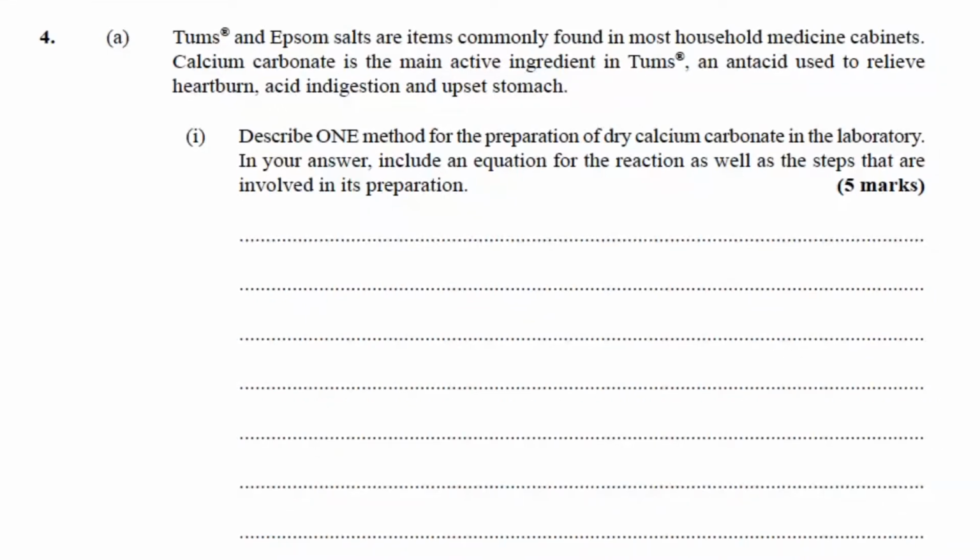Let's see what they're asking us for the first part. Describe one method for the preparation of dry calcium carbonate in the laboratory. In the answer, include an equation for the reaction as well as the steps that are involved in its preparation.